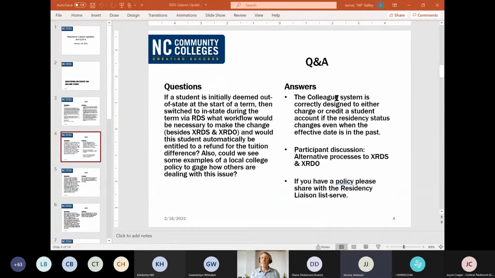Hi, JW. This is Jessica Johnson from Wake Tech. I just wanted to add one thing. If a student is going from out of state to in-state in the middle of a term, and the student has dropped or withdrawn from a course, when you rebill them, those courses that have been dropped or withdrawn will retain that out-of-state rate. So you'll have to manually go in and adjust those for students so that everything gets converted to the in-state rate. Very interesting. If I knew that, I had forgotten that. And so thank you for sharing that with everybody.